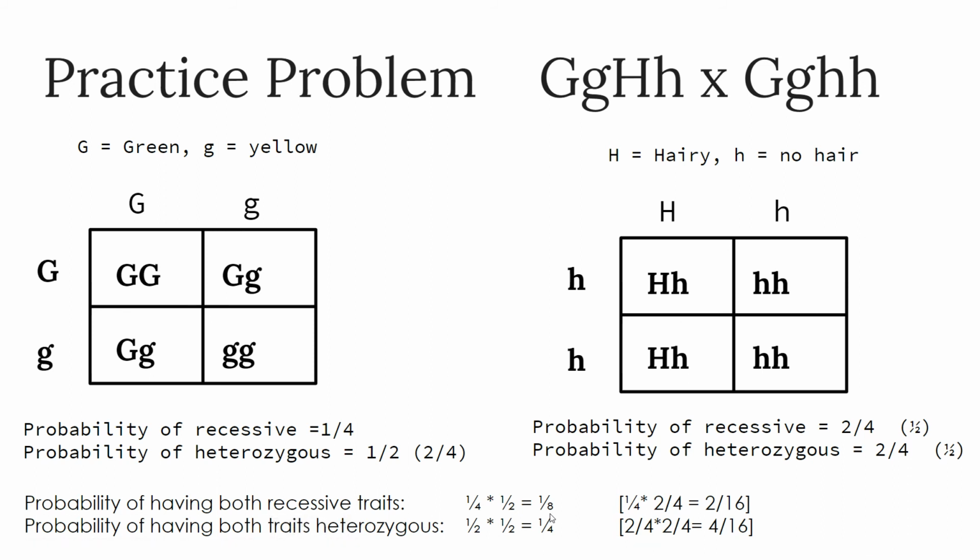And you could do this for any combination of traits that you want. Just identify the probability of the traits you would like, multiply them together, and your outcome will be the probability of those being inherited together.